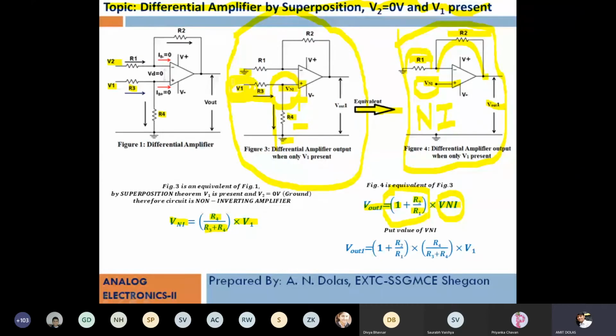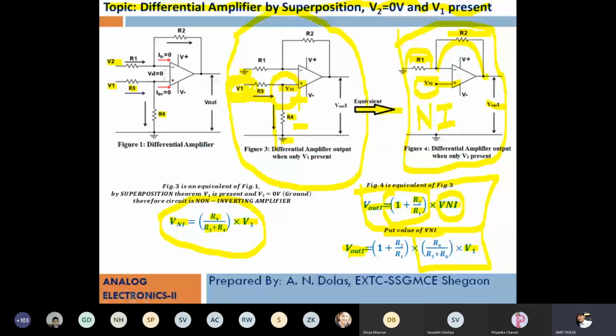So by this formula, we get the output. What we'll do is put the value of the non-inverting voltage into this formula. The non-inverting voltage we already calculated here, which is R4 by R3 plus R4 multiplied by V1. So putting in the value of the non-inverting voltage, the complete formula will be Vout1 is equal to 1 plus R2 by R1 multiplied by R4 upon R3 plus R4 into V1. So this comes in the form of V1 and all the resistances connected.